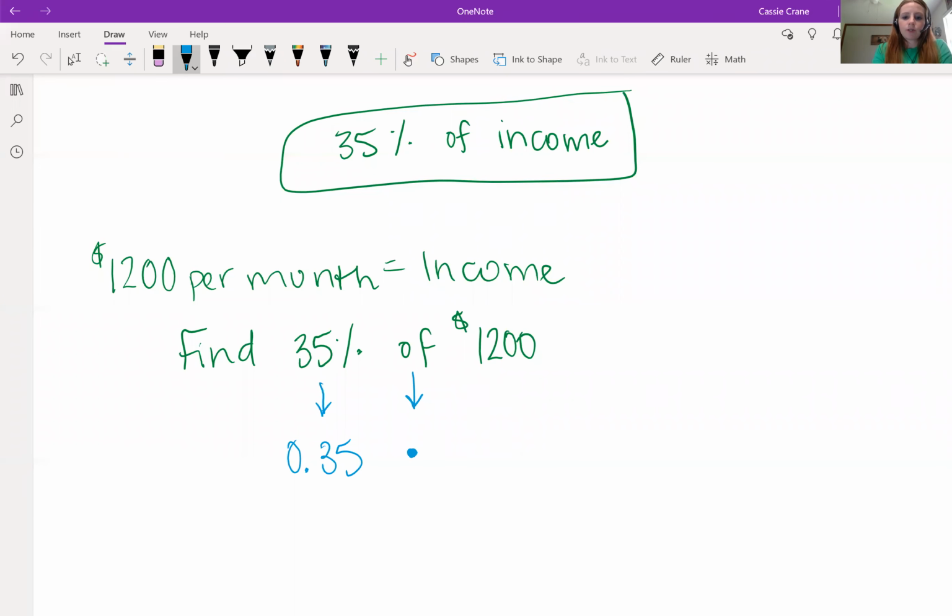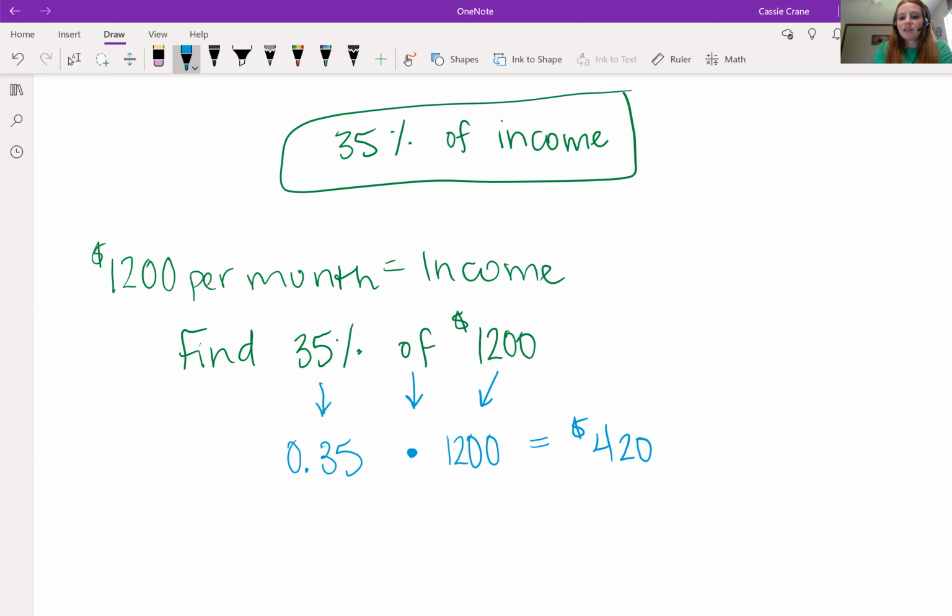And then 1200 was already a number, a whole number talking about a dollar amount, so we don't need to change it at all. We're just going to bring it back in. So now we have an expression. We're going to simplify it because we can just multiply this. So 0.35 times 1200 would leave us with $420.